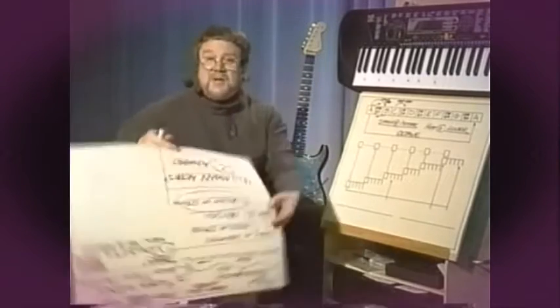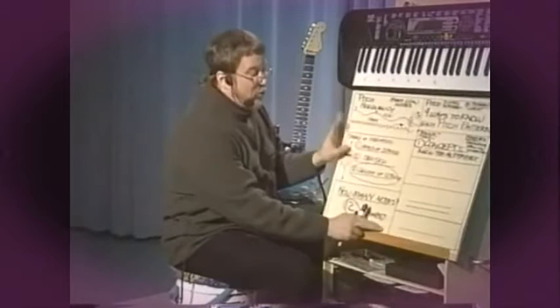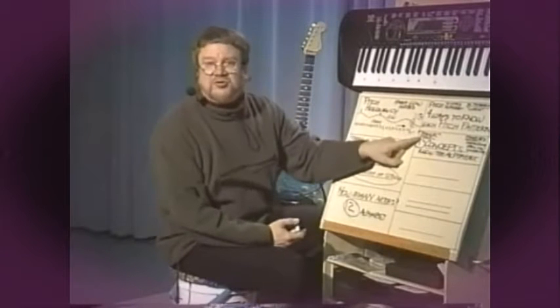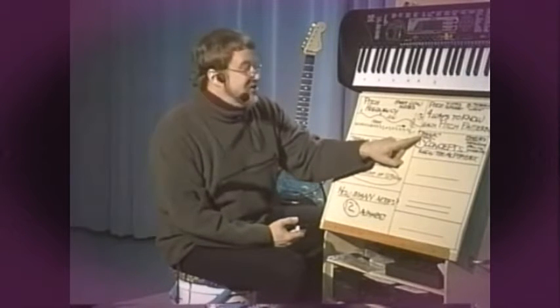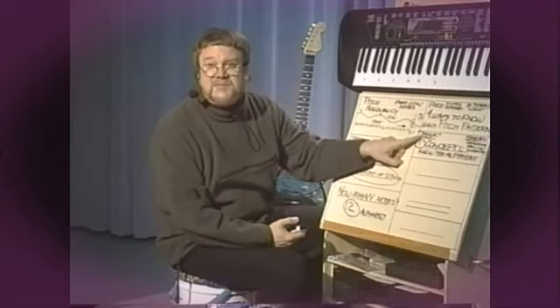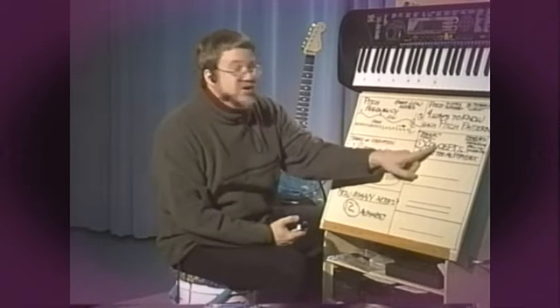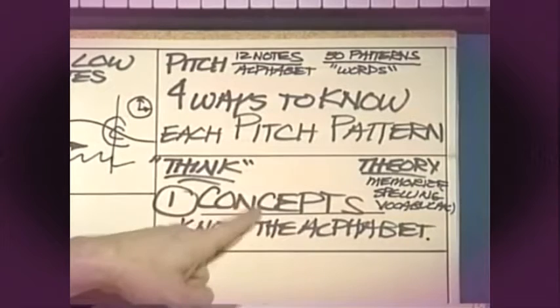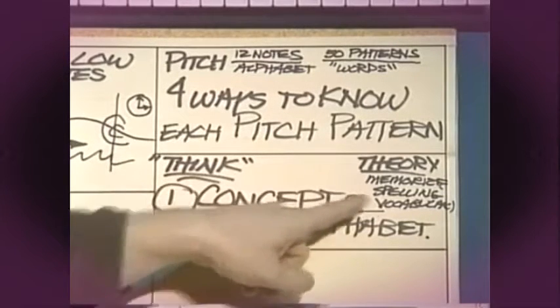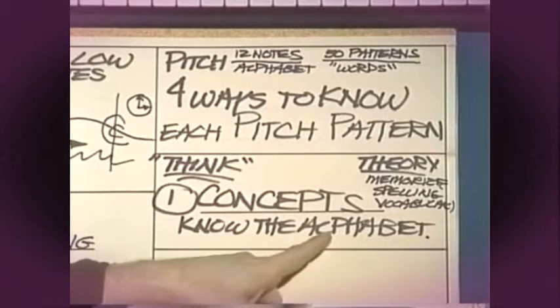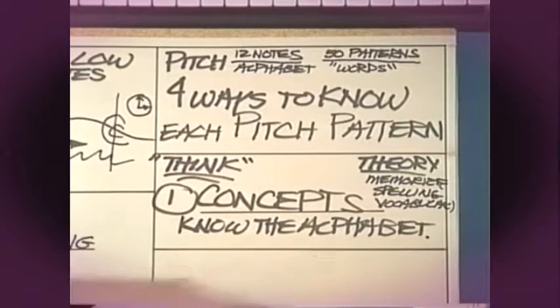So, there. Remember, now what we're talking about is the 4 ways to know your pitch patterns. And the first way you have to know any word in any language is you have to have it in your head. You've got to be able to think in the language. You've got to understand your pitch patterns as concepts. That's the whole music theory stuff. And in order to do that, you've got to make sure you know the alphabet first. Now, doesn't that make sense?